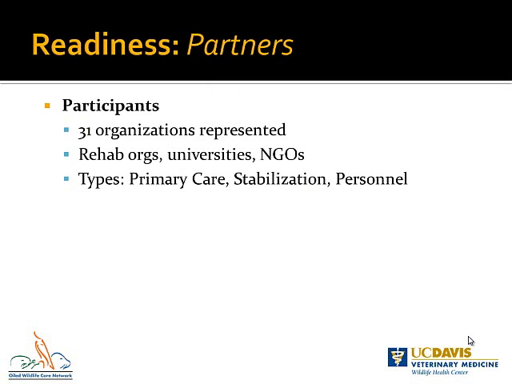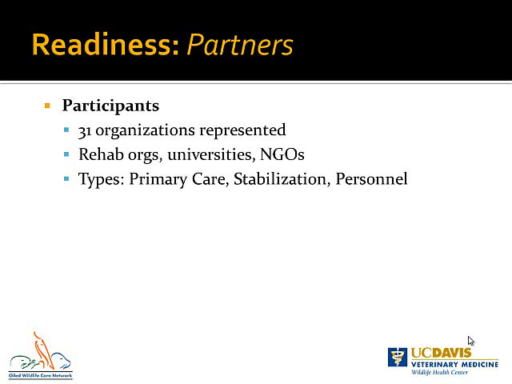So there's rehab organizations, universities, NGOs that are part of this. And there are 3 different types of organizations: primary care, stabilization, and personnel. The primary care facilities are those facilities that have the capacity to take an oiled animal from the environment, clean it, rehabilitate it, and release it back into a clean environment.